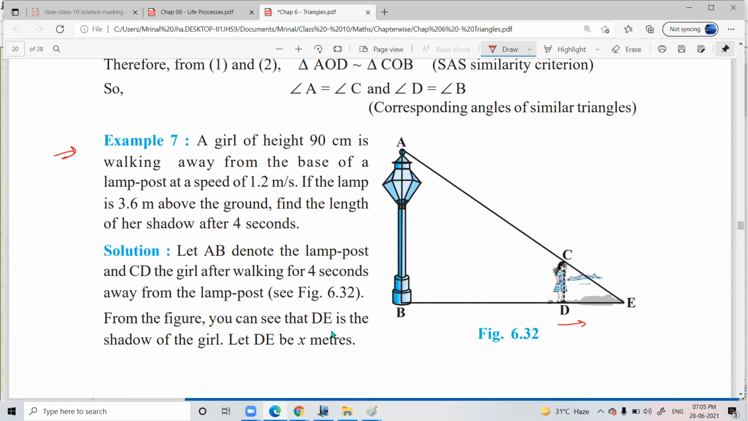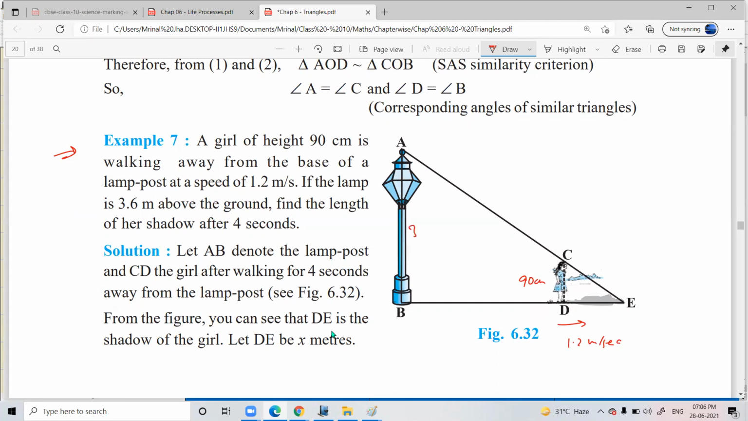What is the height of the girl? 90 centimeter. And the speed of the girl is 1.2 meter per second. Remember, this height they have given in centimeters and this is in meter per second, so you'll have to do some unit conversion, either centimeter to meter or meter to centimeter. If the lamp is 3.6 meter above the ground, find the length of her shadow after 4 seconds.